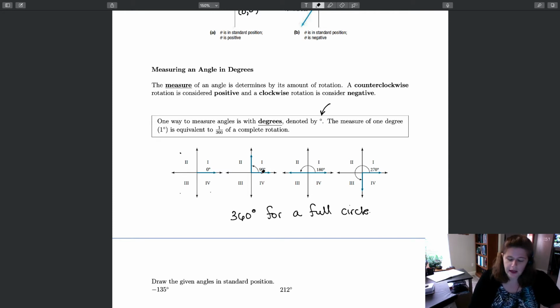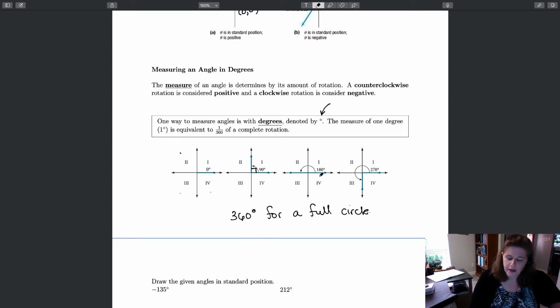So if we have an angle that started in the standard position and opens to the edge of the first quadrant, this is 90 degrees. Now, some of you have also seen a right angle in that location. If you have a square in an angle, that means it's a right angle and 90 degrees.